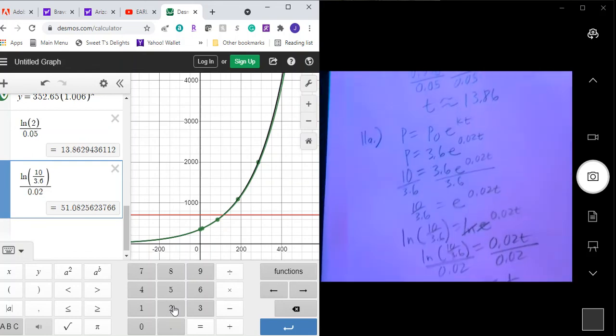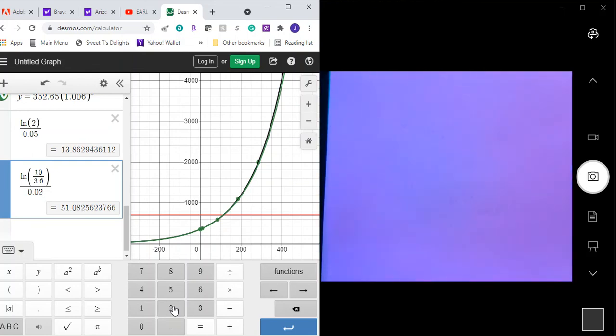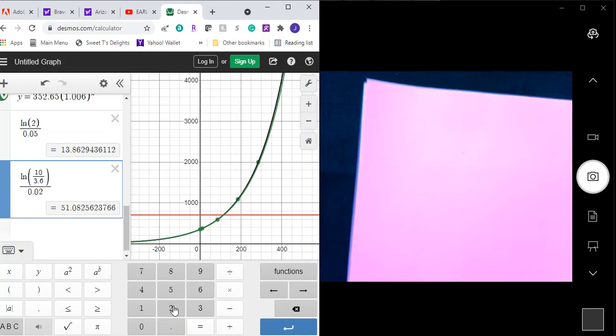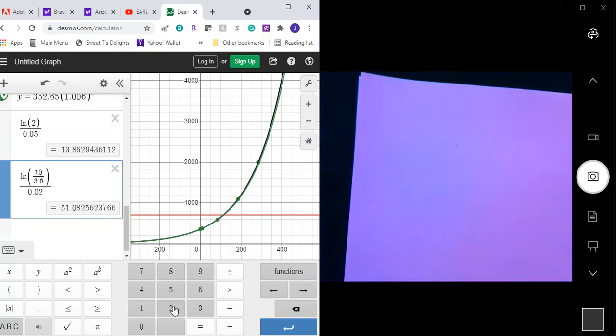Now we move on here to B. It says, according to your growth model, when would this 1969 population double? Okay, so first of all, we will look at what the population was in 1969 as far as the model is concerned.